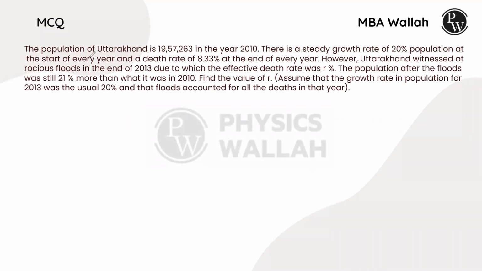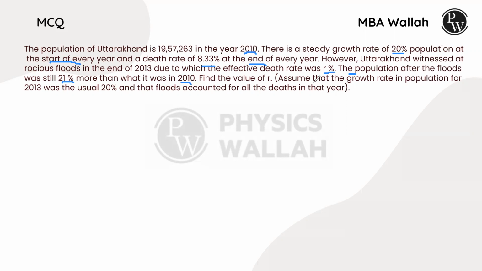So the problem states that the population of Uttarakhand is 19 lakhs 57,263 in the year 2010. There's a steady growth rate of 20% population at the start of every year, point to be noted, and a death rate of 8.33% at the end of every year. However, Uttarakhand witnessed a flood in the year 2013, due to which the effective death rate was R%. The population after the floods was still 21% more than the population of 2010. Find the value of R.